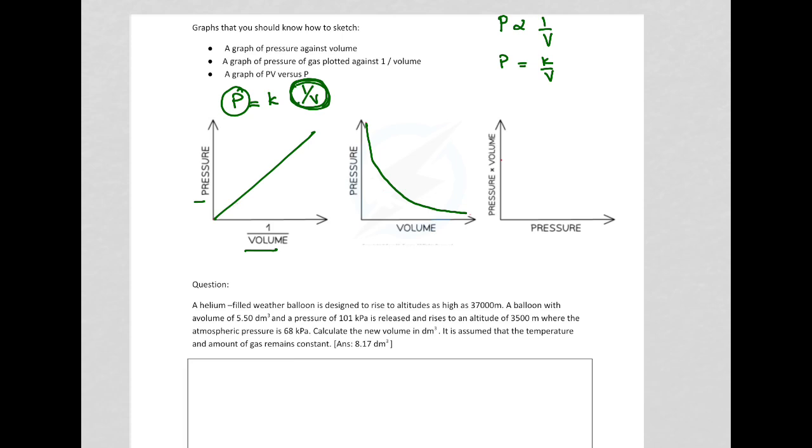Now, pressure times volume, if we rearrange this, P times V is equal to K. So pressure times volume is going to be a constant K. So it does not change, you get a straight line. So if we plot pressure times volume against V, or pressure times volume against P, it's still going to be a straight line because pressure times volume is a constant.